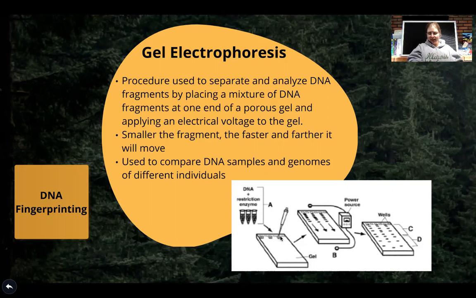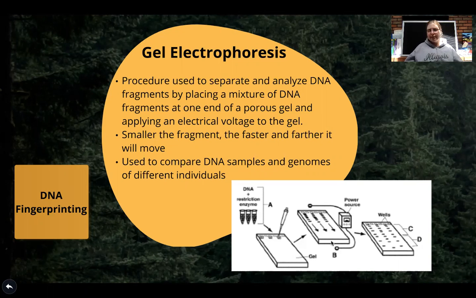We then take that and put one sample in each of the wells. So there are three different samples here. So DNA from three different sources. And what we do is we put in 1, 2, 3 wells. Then we hook it up to an electric power source and we let the voltage go through the gel. Now DNA has a slightly negative charge, so it's going to try and move away from the negative electrode and move towards the positive electrode.